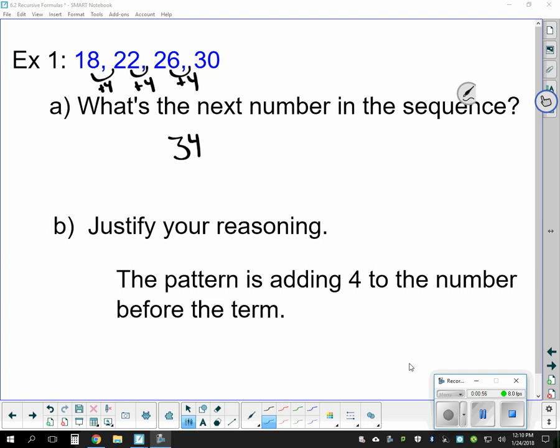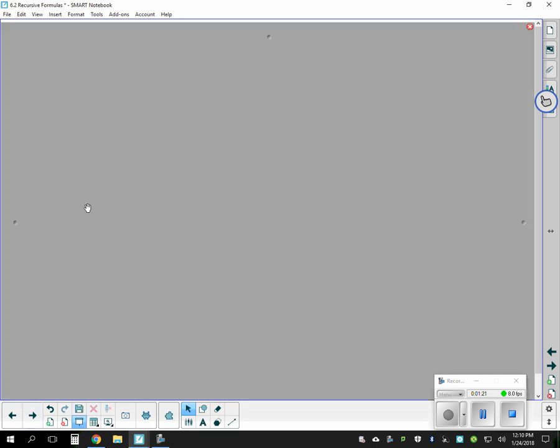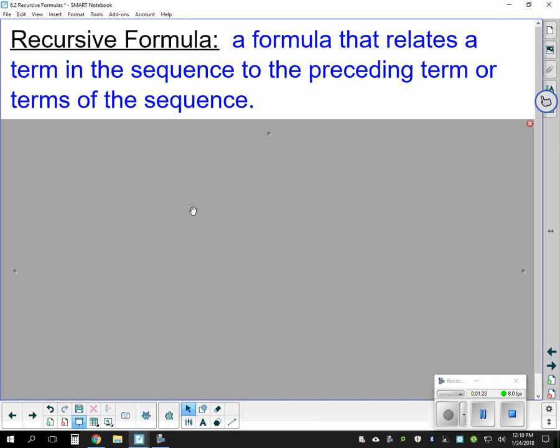So the key here is you have to have the number before in order to come up with your next number. That's what a recursive formula is. It tells you the formula for a sequence based on the term before. So write this definition down. A recursive formula is a formula that relates a term in the sequence to the preceding term, the term before, or terms of the sequence.